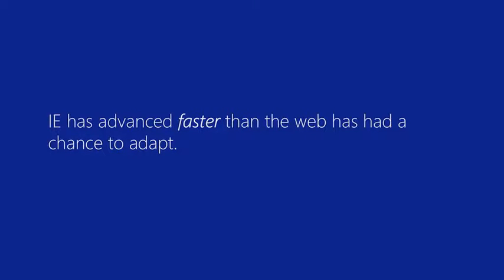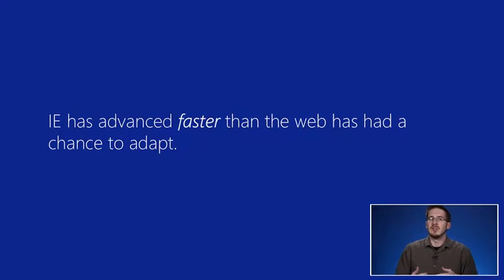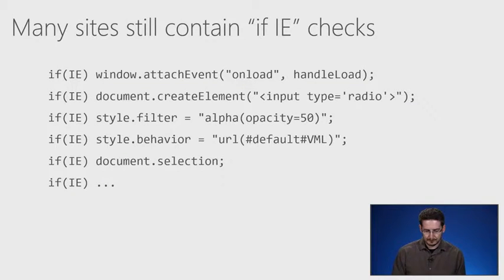When you look at all of these features, it's easy to understand how, to some extent, IE has advanced faster than the web has had a chance to adapt. Let me show you what I mean. In the IE6 days, there were a lot of different APIs that predated the modern standards we're used to coding to today. And as developers continue to support a wide variety of browsers and versions, a lot of these APIs still get used in today's code. The challenge is how this code is chosen to run in a particular configuration.